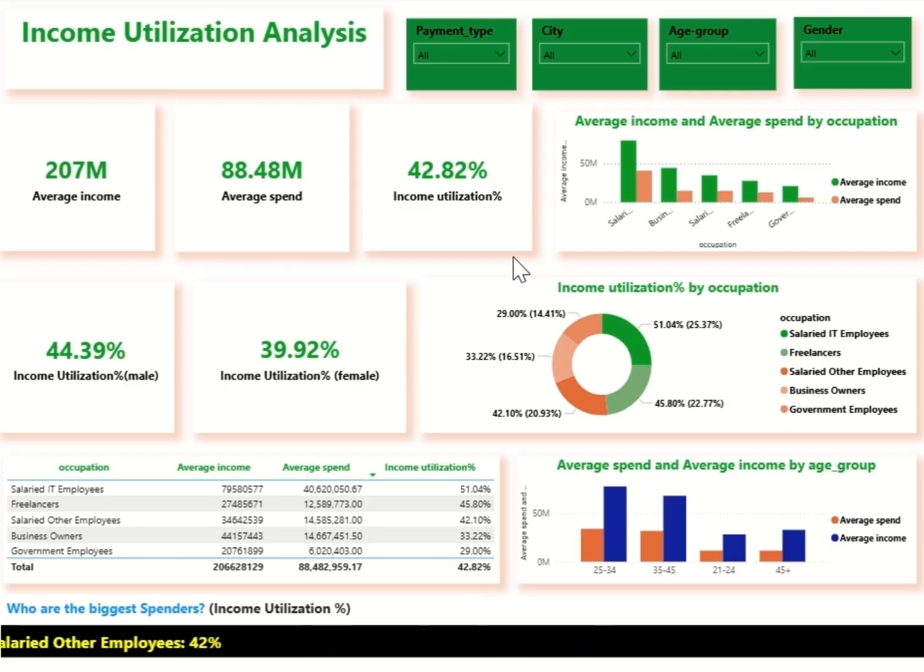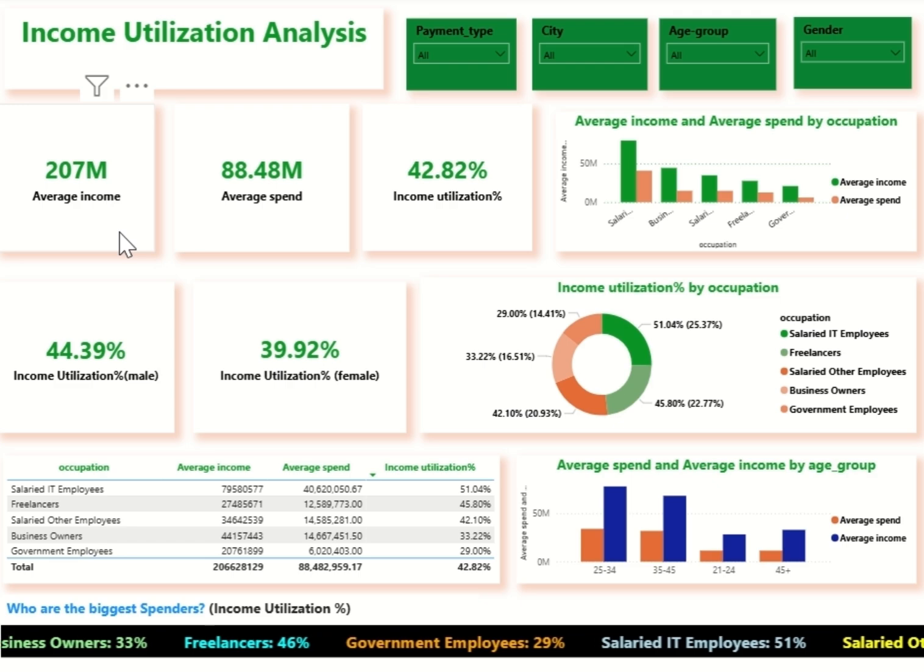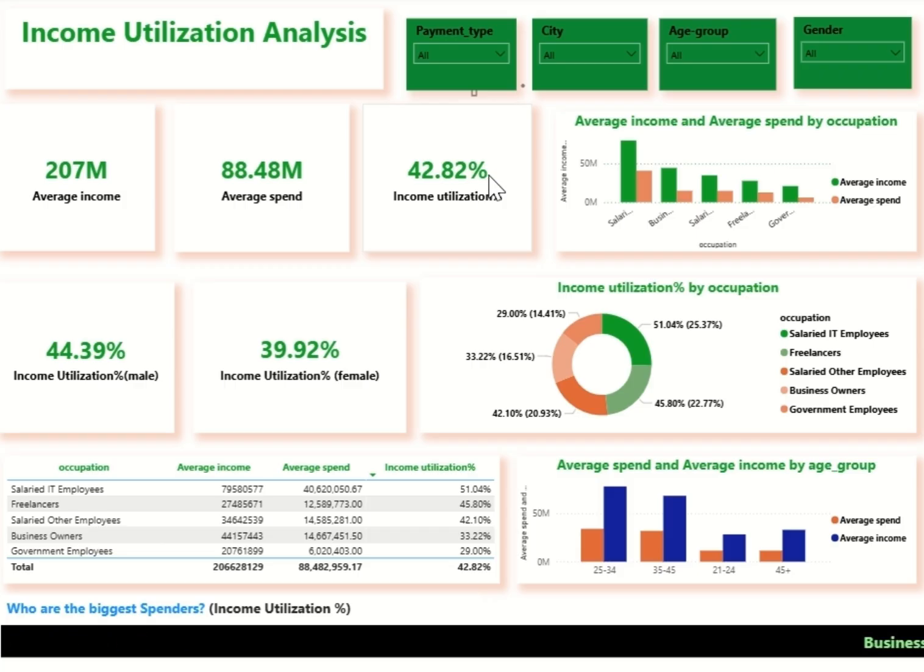From the data model we can come up with the key metrics. After the data model, we can build the key metrics like the average income, calculating it using DAX formulas, the average spend, and the income utilization. We will build all of those after we've built a good data model. After building the metrics, we will start building the income utilization dashboard. But for now, let's explore this simple but very important dashboard.